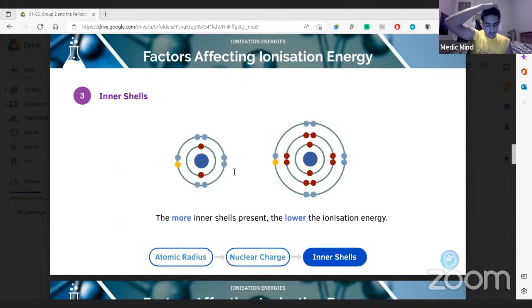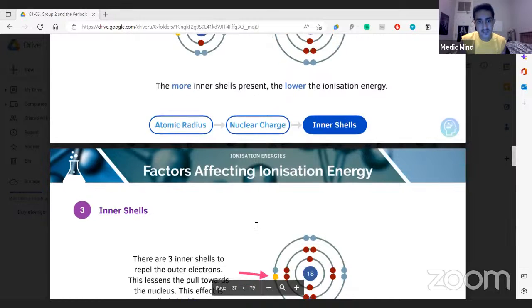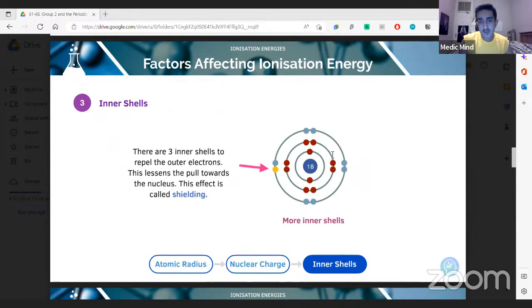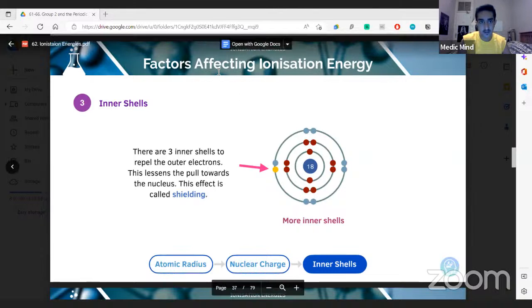And then the last factor is inner shells. The more inner shells, the lower the ionization energy, because with more shells there are more electrons to repel the outer electron, which pushes back against the increase in nuclear charge. There's a greater shielding effect, which means it's easier to remove the outer electron.